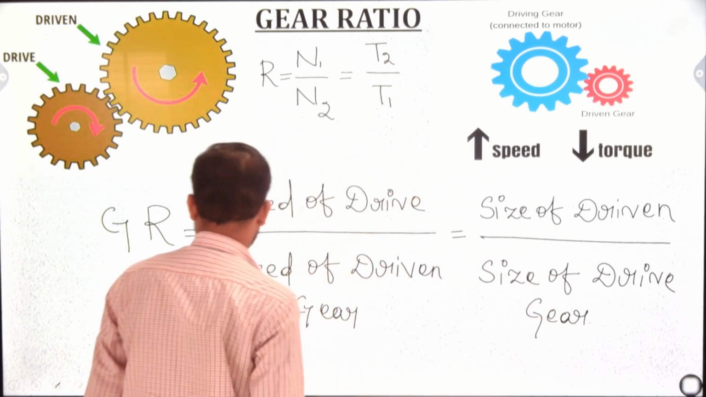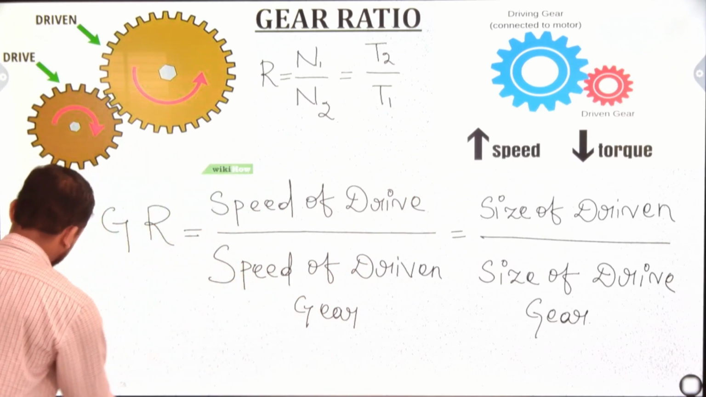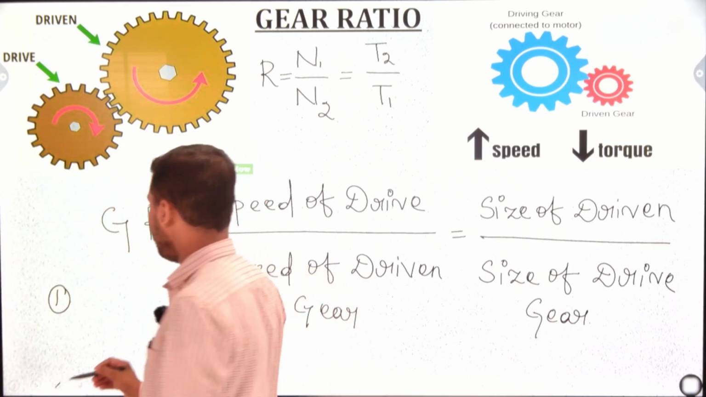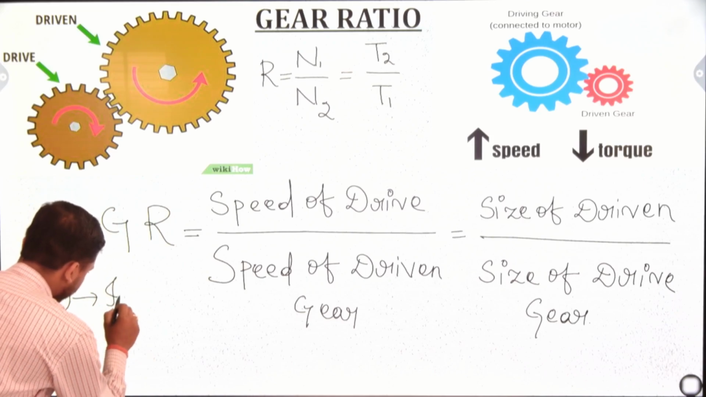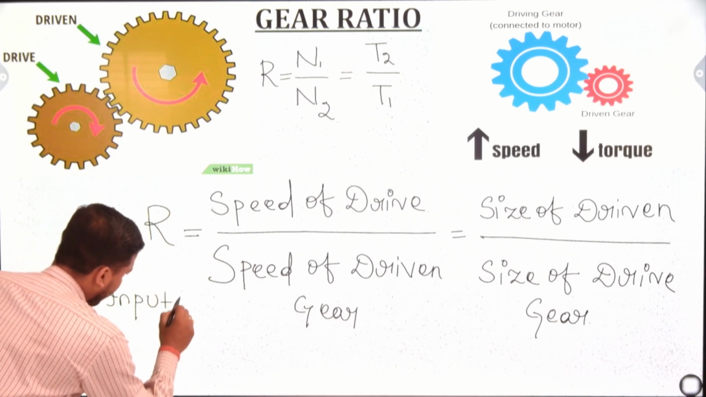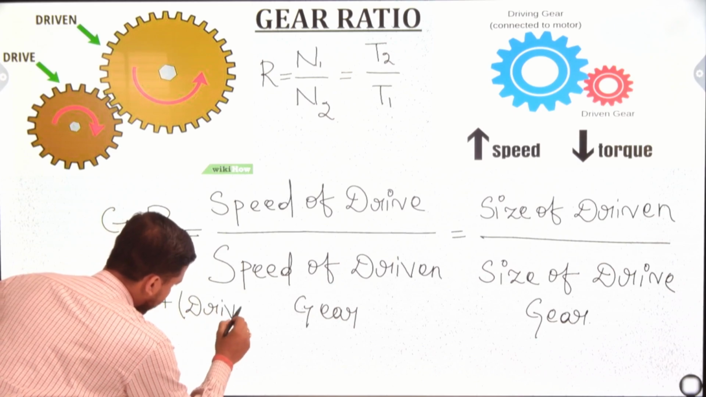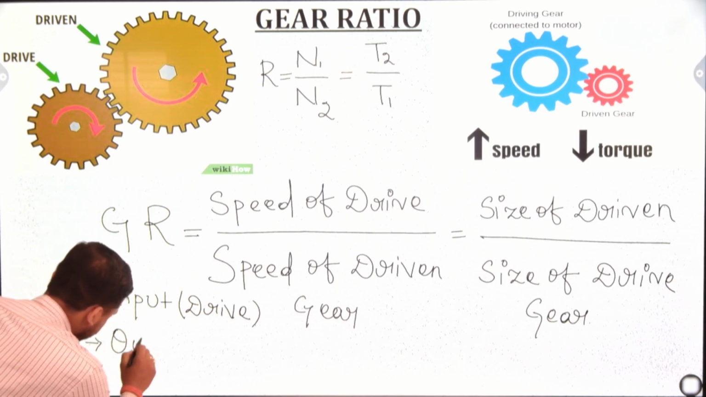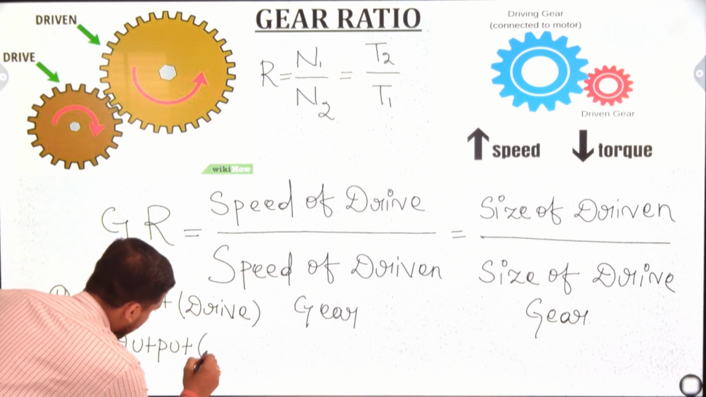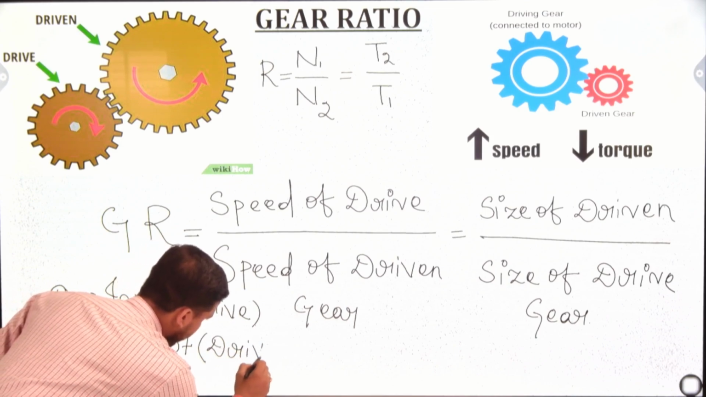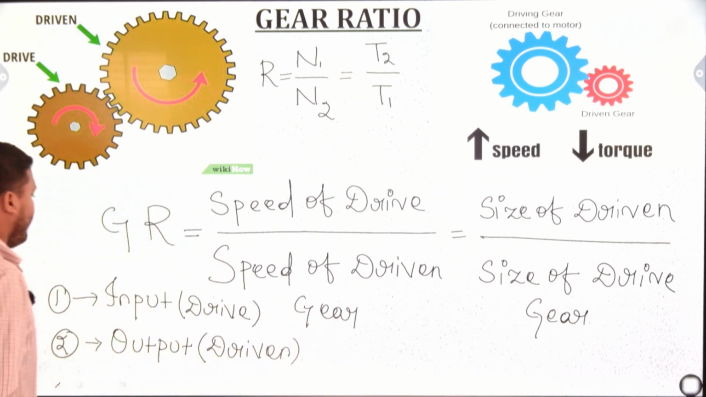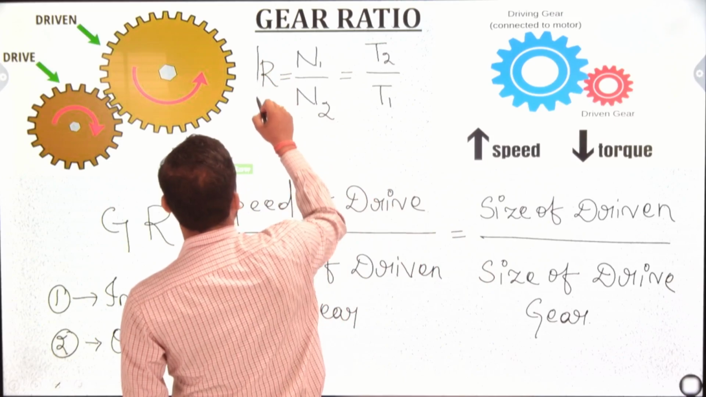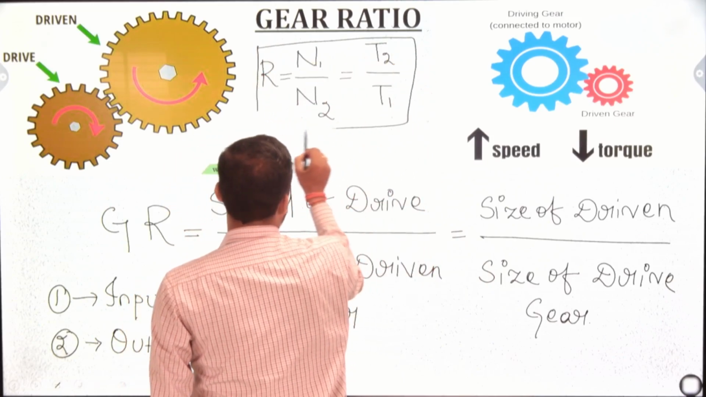That means 1 refers to the input, that is the drive gear, and 2 means the output, that is the driven gear. Okay. So this formula is important to get the gear ratio.